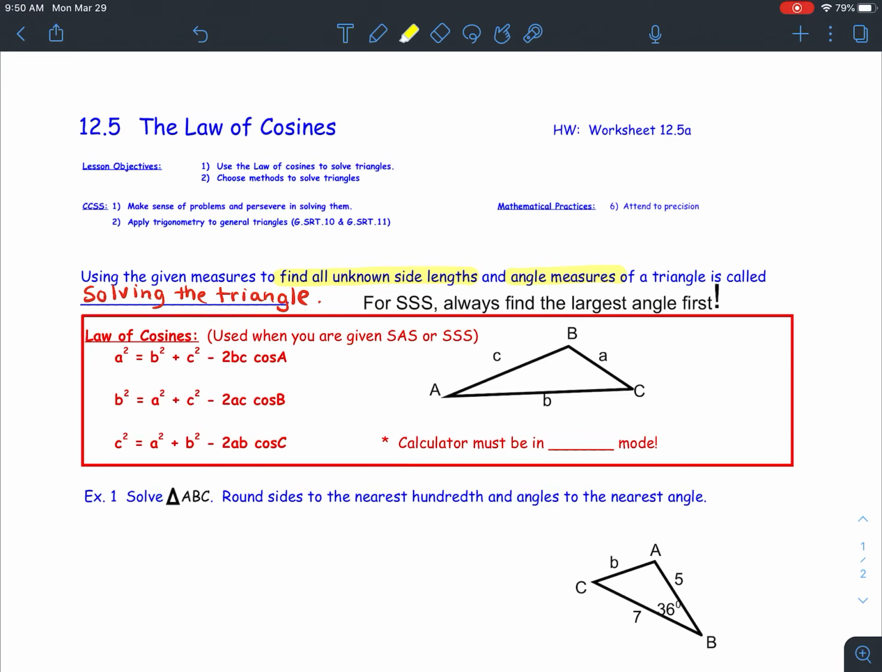Okay, so for the law of cosines, please keep in mind that the lowercase letters represent side lengths and the capital letters represent angle measurements. So we use the law of cosines anytime you're given two sides and you actually know the included angle in between the two sides, or anytime you are only given all three sides and you know none of the angles.